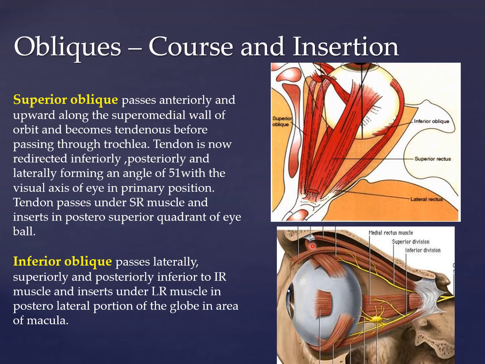So this trochlea is actually a Greek word which means pulley. So it is a pulley situated in the superior nasal aspect of the frontal bone, and it is the only cartilaginous structure found in the normal orbit.